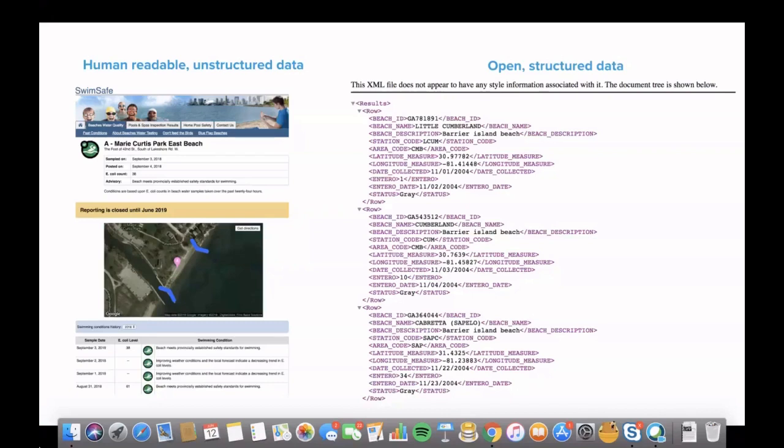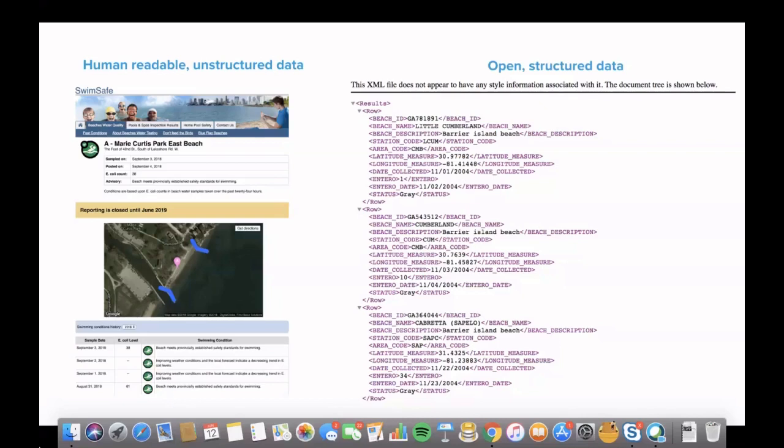So, human readable unstructured data. It has its purpose. I don't want to suggest that human readable unstructured data isn't valuable. It really is. If a member of the public is coming here to find out what's going on today, just like for Swim Guide, I think this is a really great way to display what's going on with the data. People can see what day it was sampled on, what day it was posted on, what the E. coli count was. They have a really great map of where the beach starts and ends, and they can access the historical data of what's been going on.